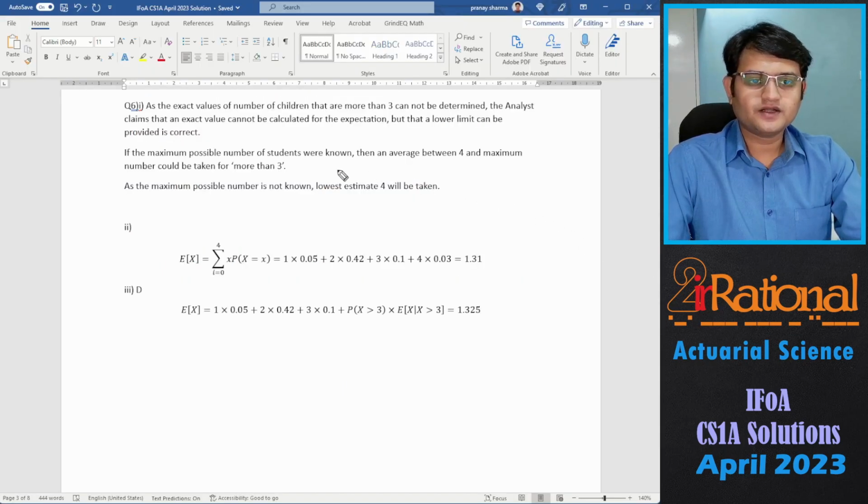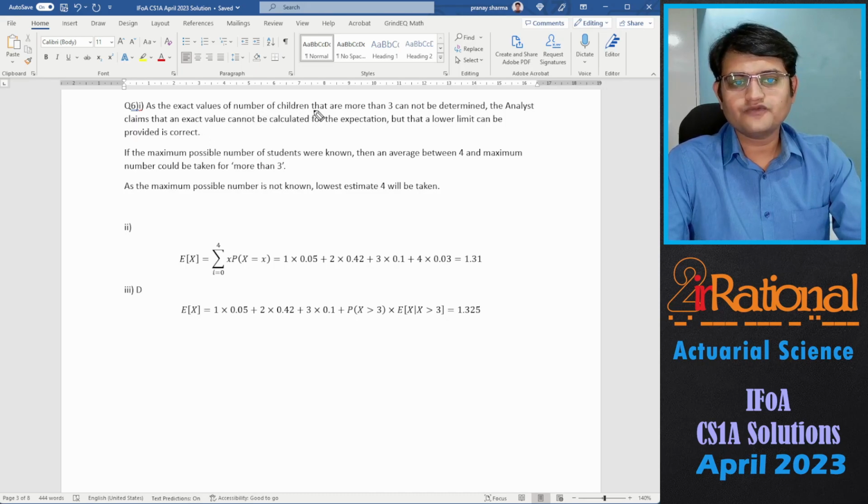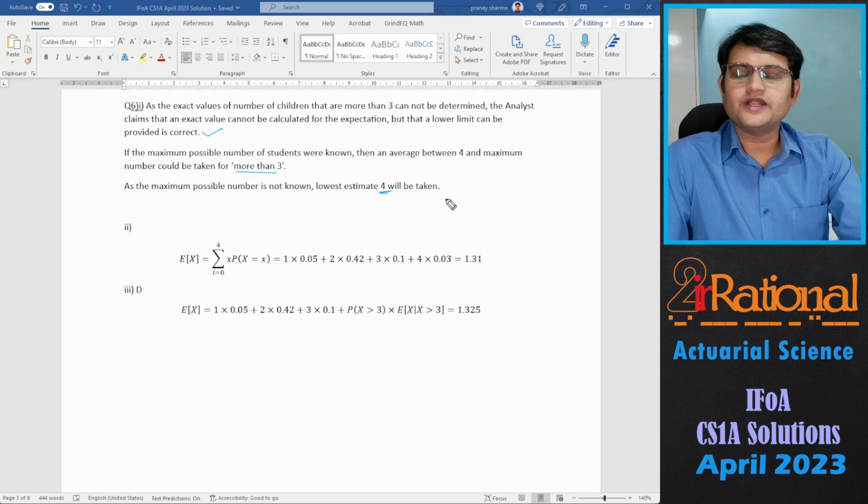So to explain that, I've written: as the exact value of number of children that are more than 3 cannot be determined, the analyst's claim that an exact value cannot be calculated for the expectation, but that a lower estimate can be provided, is correct. And I have given a few explanation points here as well. If the maximum possible number of children were known, then an average between 4 and the maximum number could be taken for more than 3. As the maximum possible number is not known, the lowest estimate 4 will be taken.